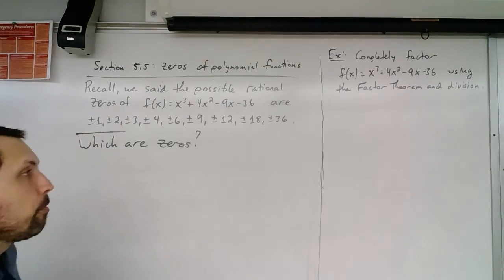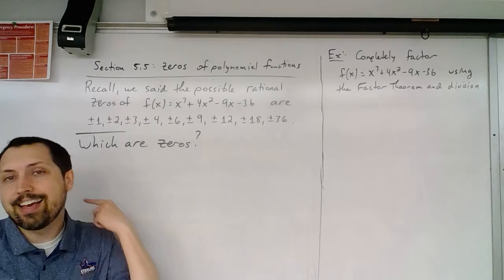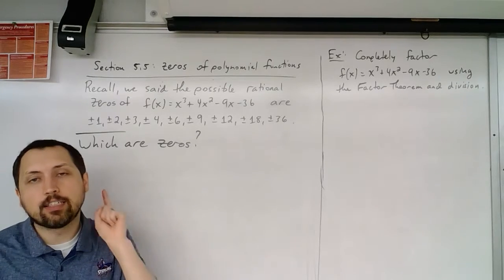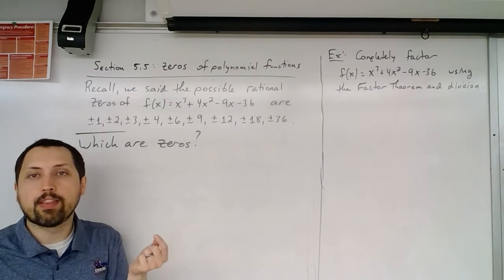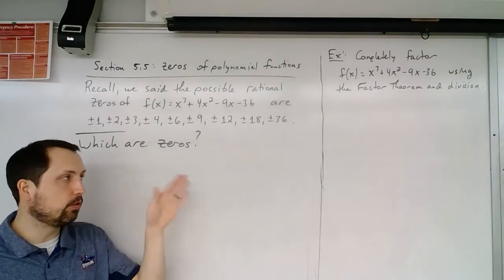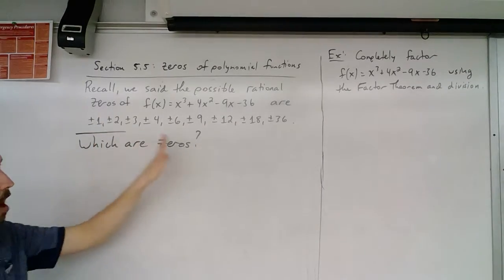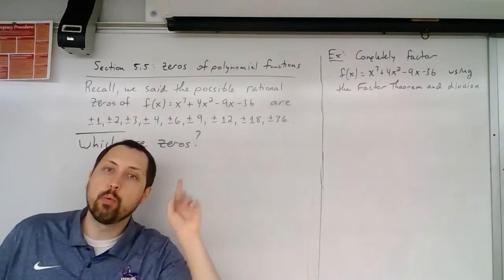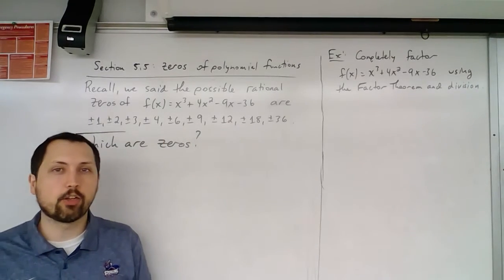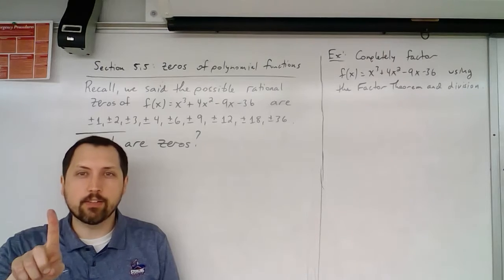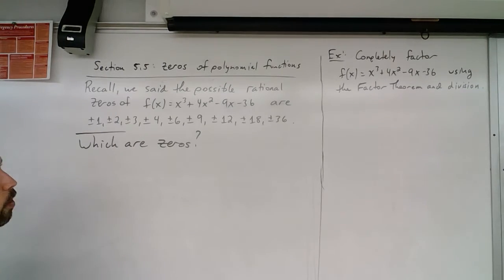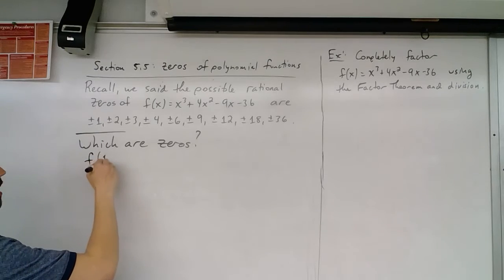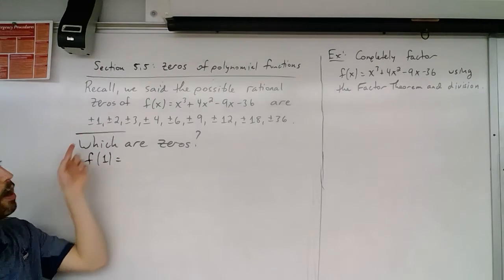So all we basically are going to do is check each and every one of them until we find one that works. You could just try all of these if you want to find out which of them are zeros, but we're going to use a slightly faster way. We're going to at least try to find one of them right now. So you simply try each of these. You evaluate your function at each choice. So let's try 1 first.